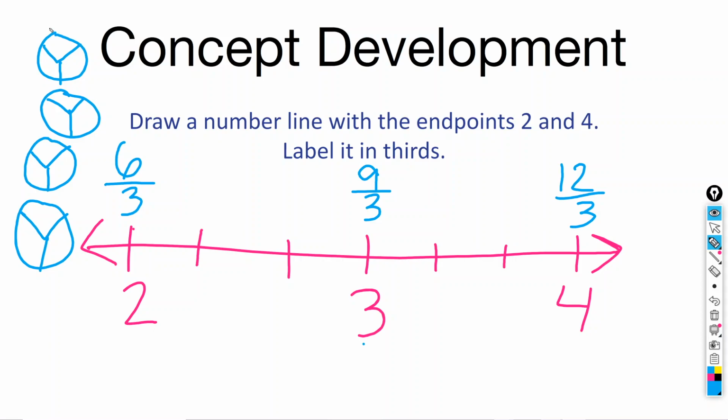And just like with multiplication, we can also skip count. This is 3 pieces, 6 pieces, 9, 12. So for each whole, that top number is going up by 3.